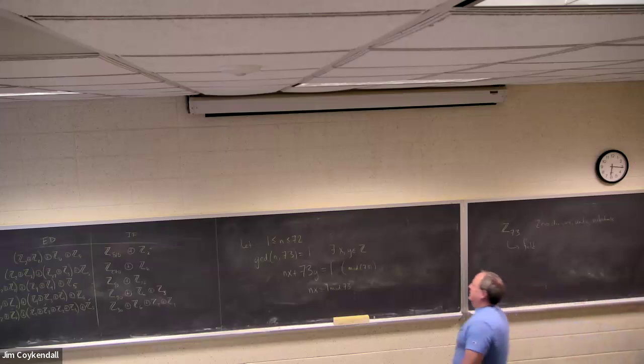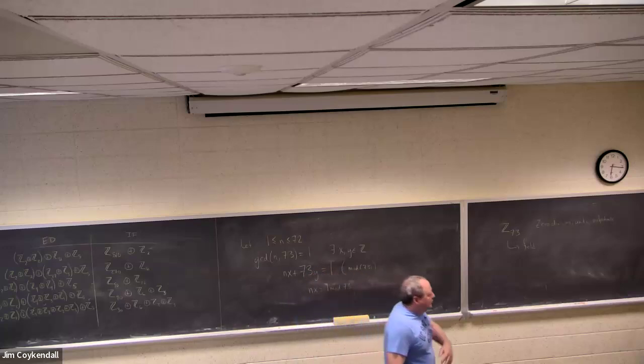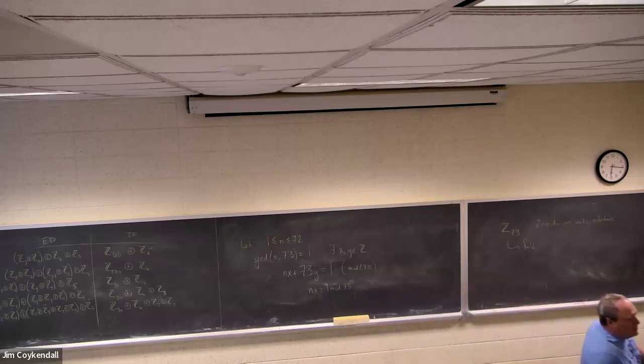M times X is 1 minus 73. So if it is any one of these numbers, whatever its X happens to be is its inverse, right? So all those guys are units. That leaves only 0. And I know for a fact 0 is both a nilpotent and a zero-divisor. All right, so that's how I got that.